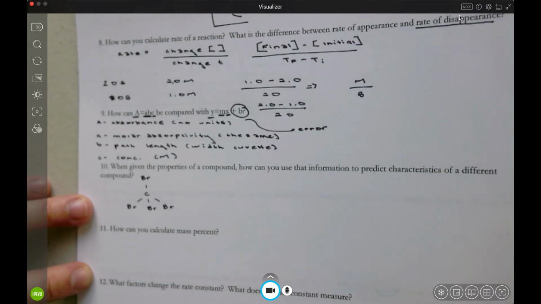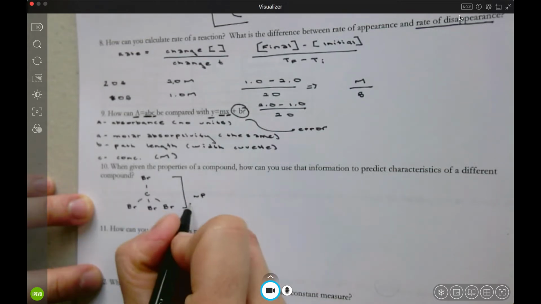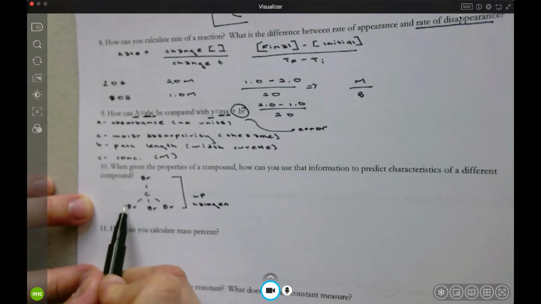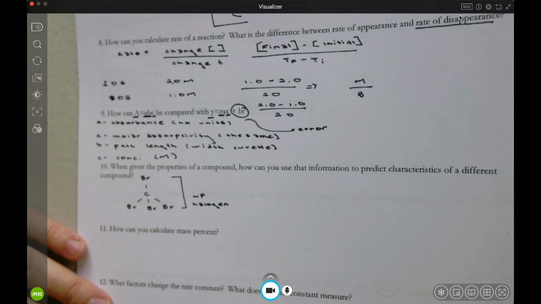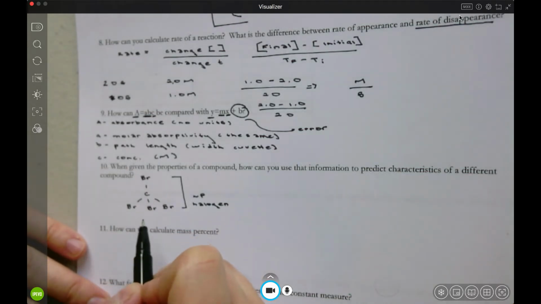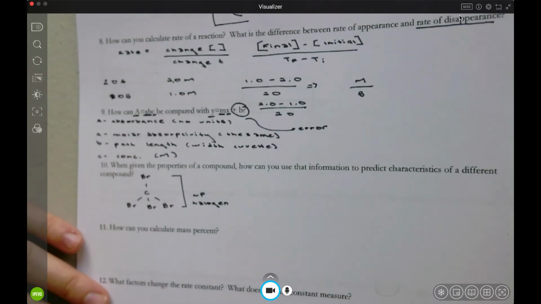Well, if I know that this nonpolar compound that has halogens as its outside atoms is non-flammable, I would probably look for a nonpolar molecule that also has halogens as its outside atoms. You're looking for just similarities in the atoms themselves and the structure of the molecule, and that will then relate to similarities in characteristics like it being non-flammable.